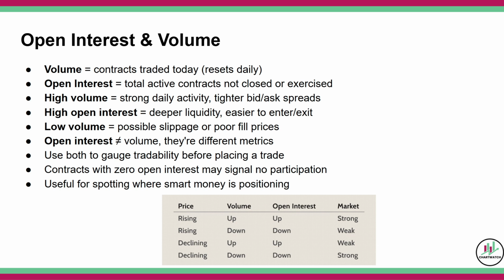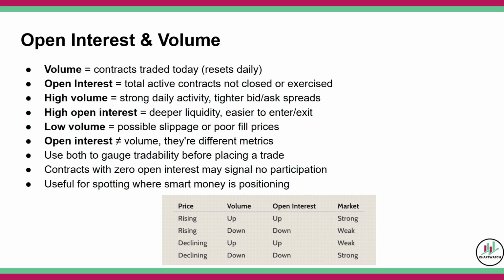A contract with high volume means a lot of activity, which means buyers and sellers are both present, and the market is something called liquid. That usually results in tighter bid-ask spreads and better fill prices. On the other hand, there's low volume. It's not necessarily a red flag, but something you should watch out for. It means fewer participants, wider spreads, and a potentially slower or worse execution.